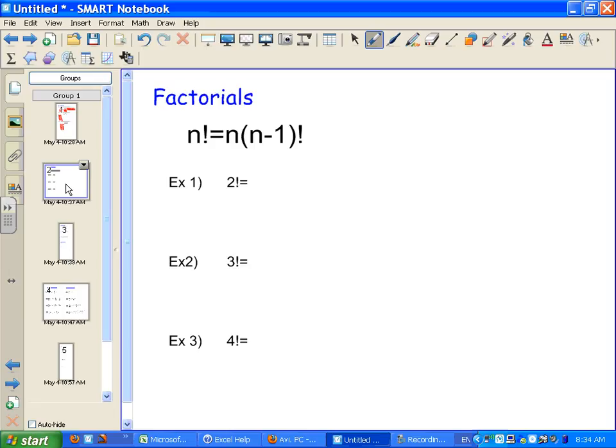Right, so 2 factorial, that really just means 2 times 1, which is 2. 3 factorial, 4 factorial. So you can see that the factorials actually get pretty large pretty quickly, just because you're taking whatever you had before and multiplying it by the next number up. So they will increase fairly largely.